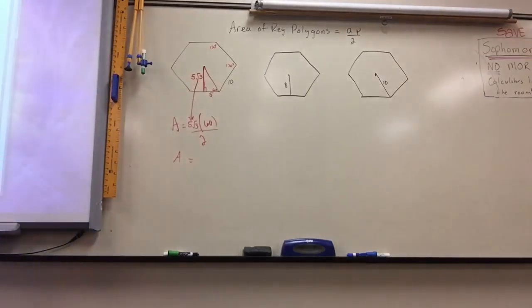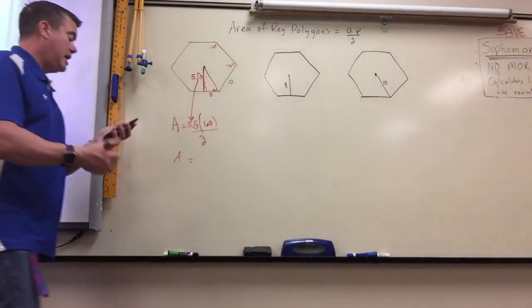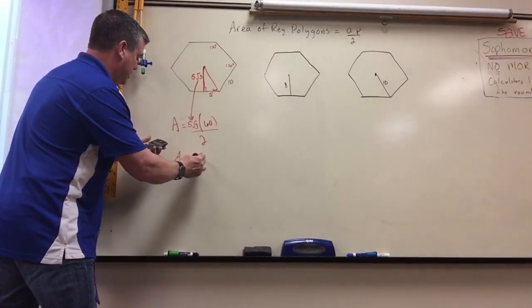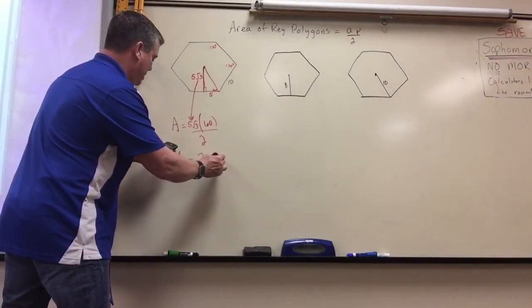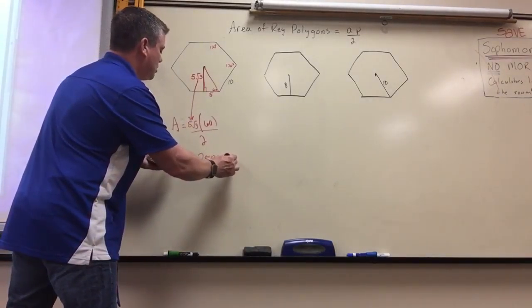So 5 square root of 3 times 60 divided by 2. And again, these you can just round to the nearest tenth. 259.8 units squared.